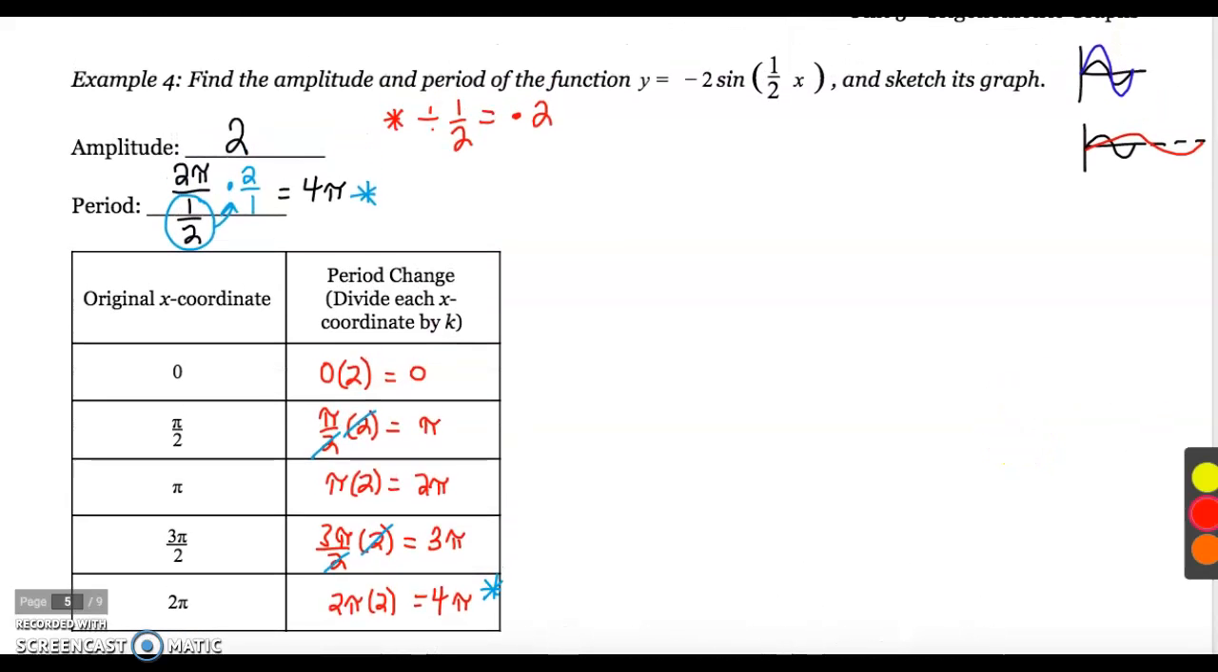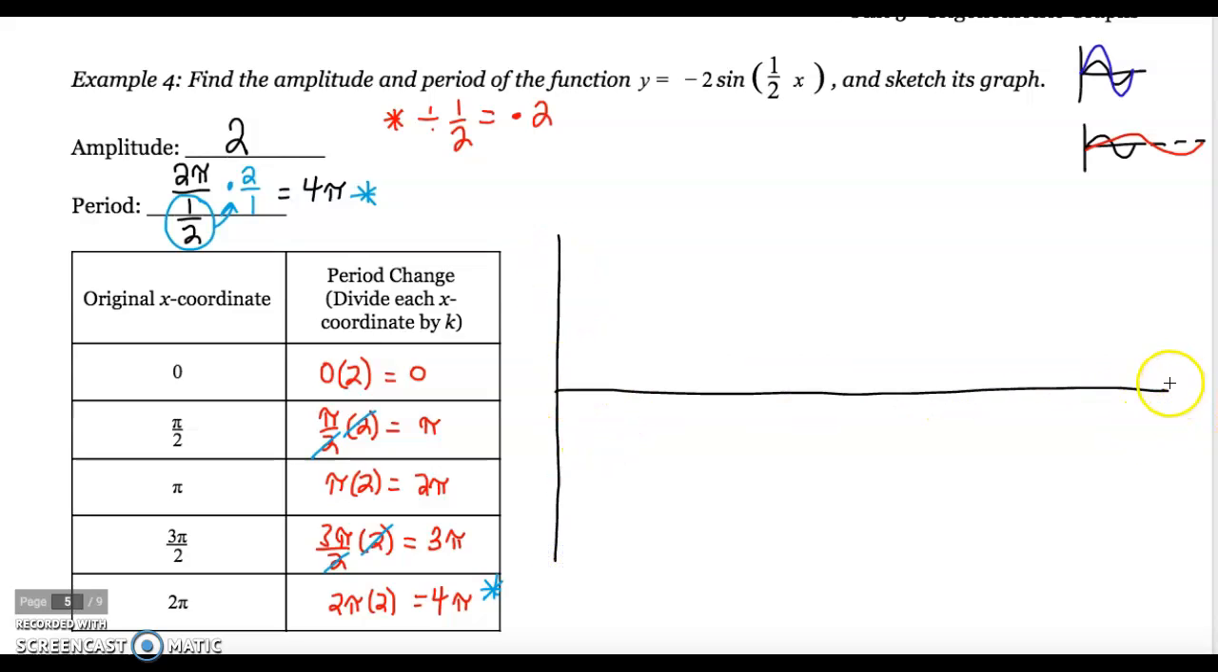All right, so now we're going to apply our period change first. We have to take into consideration that our graph is going to be stretched out from 0 to 4 pi. So when I draw this, I'm going to go all the way to 4 pi. And then 2 pi will be right here, 1 pi, 3 pi.